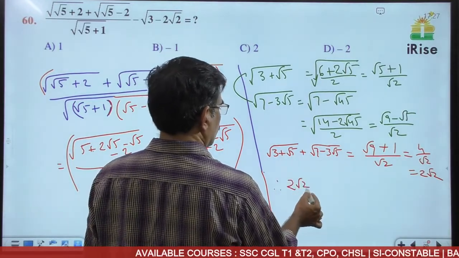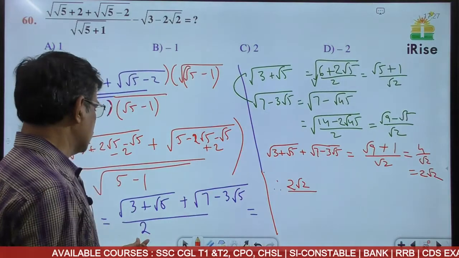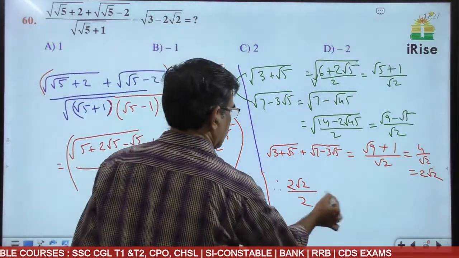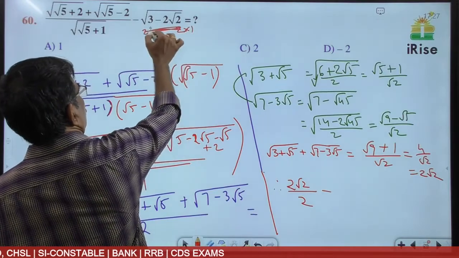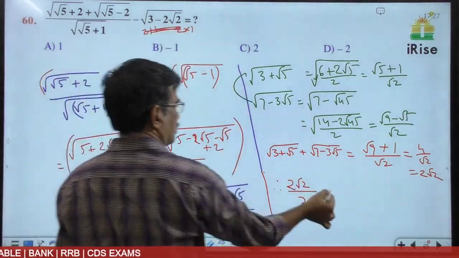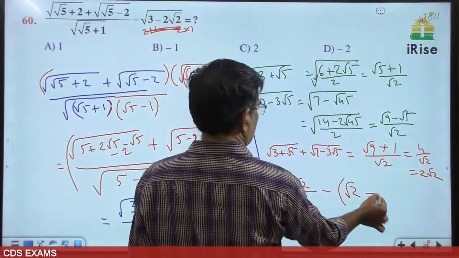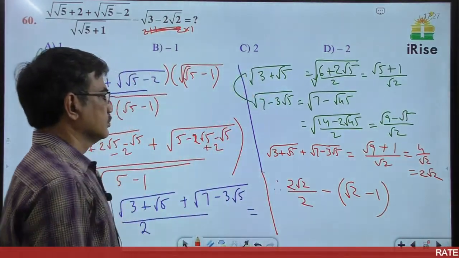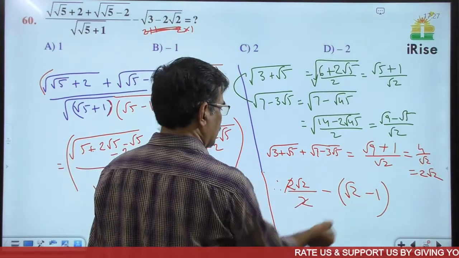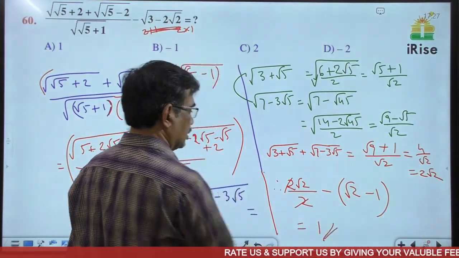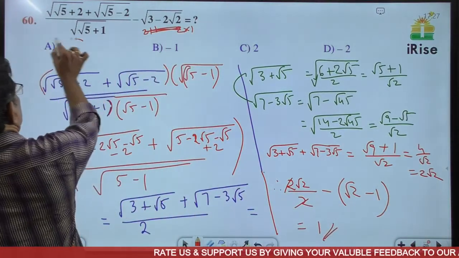2 root 2 by, here this is 2 minus the square root of this part. This is 2 into 1, this is 2 plus 1. The square root of this is nothing but root 2 minus 1. Here 2 cancels, root 2 minus root 2 plus 1. So the answer is 1 for this question. 1 is the answer.